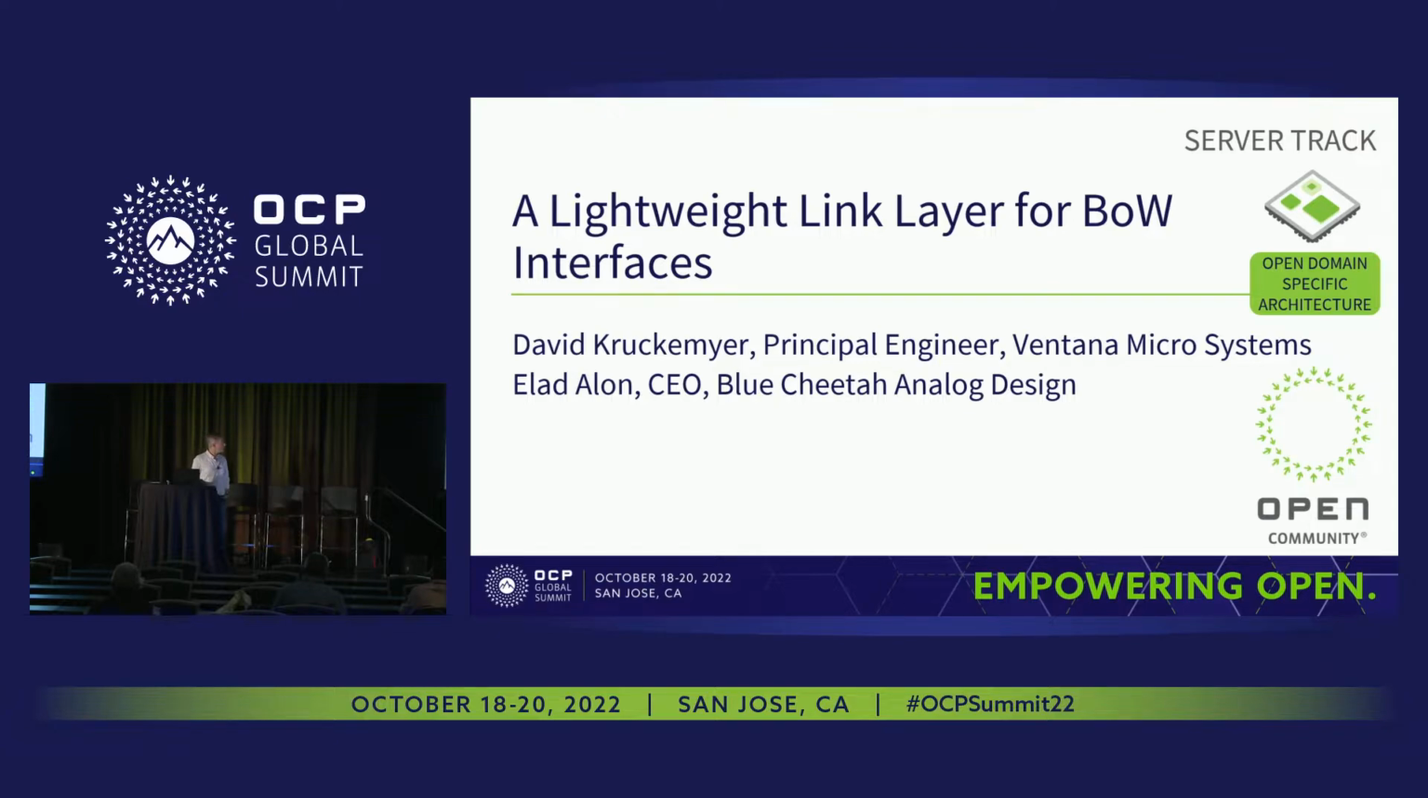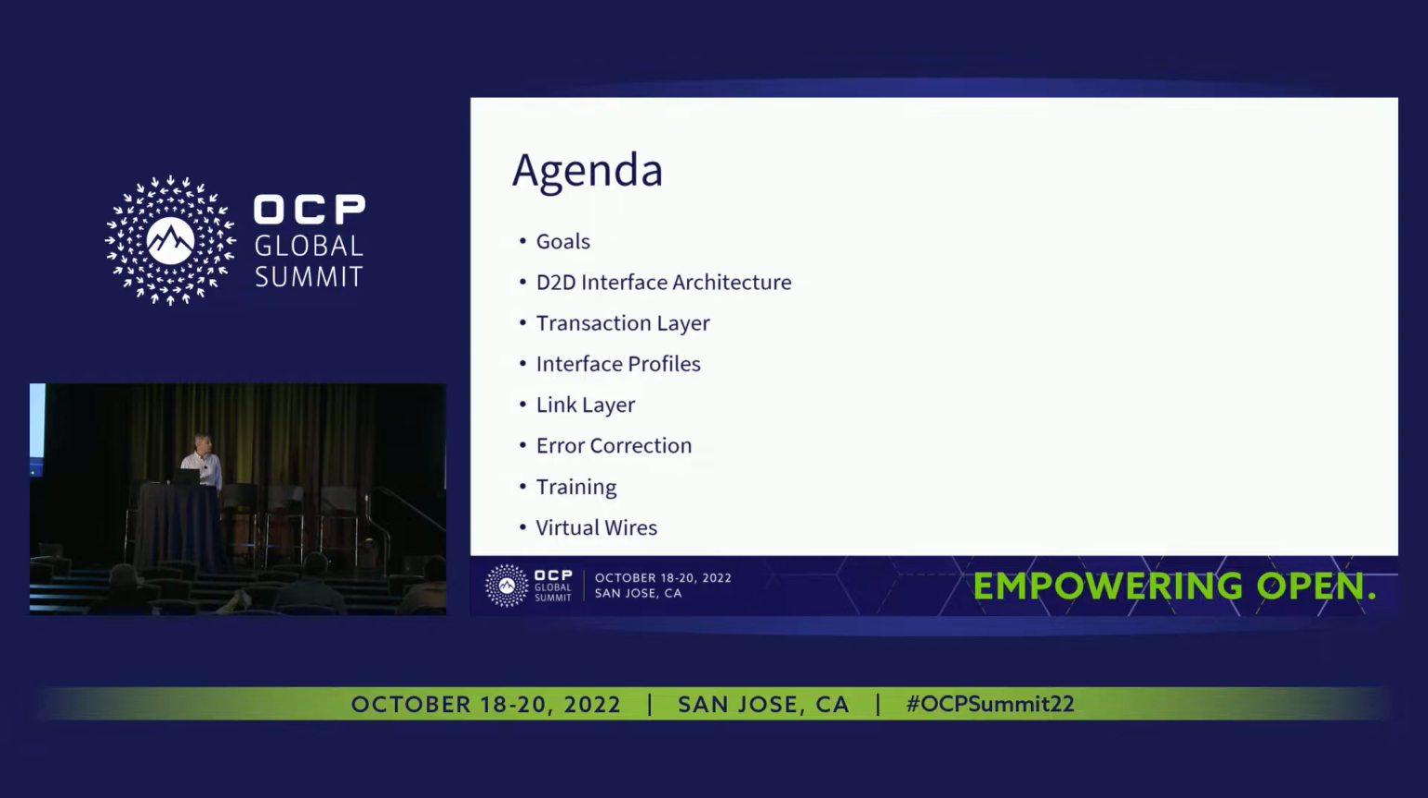We're here today to introduce a lightweight transaction and link layer specification for die disaggregation applications utilizing the BoW interface. So here's a quick look at the agenda. I know we're running a little bit behind. There's a lot to go through. I'll try to make it quick.